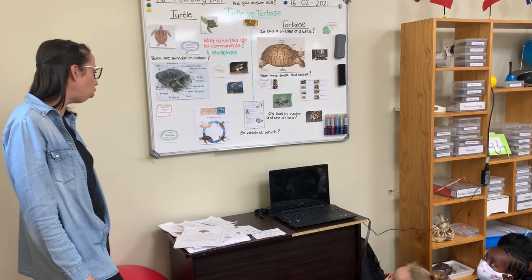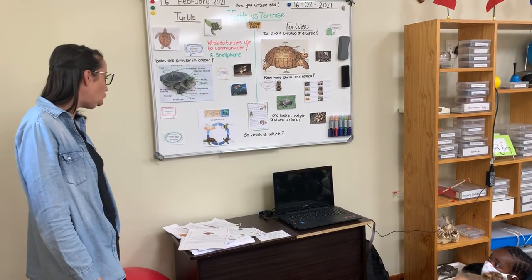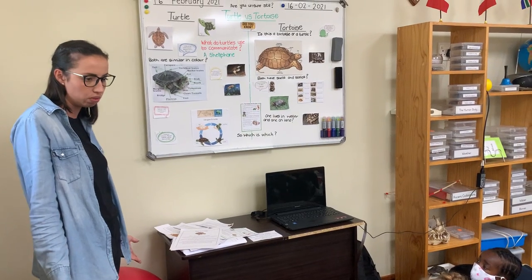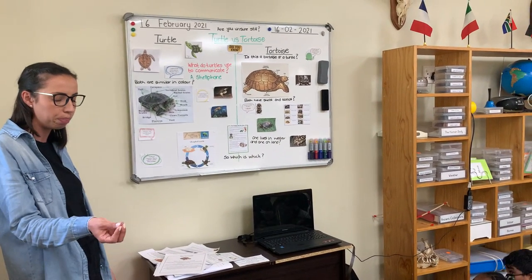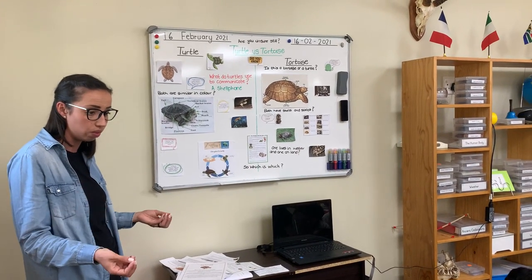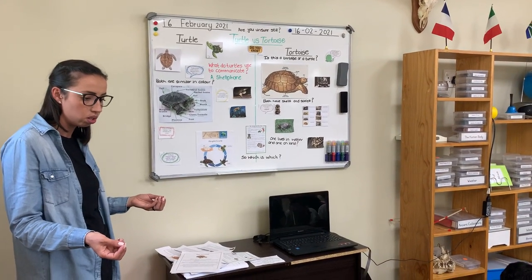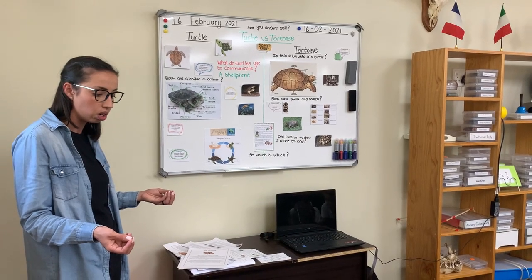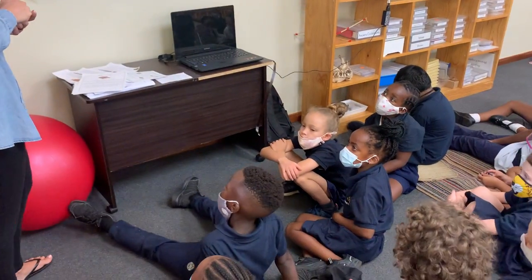They eat small fish, mussels, plants, and algae. So we just discussed that. They eat meat, but they can eat plants as well. So they are omnivores. What are omnivores? They eat meat and plants. I'm so glad you remember.